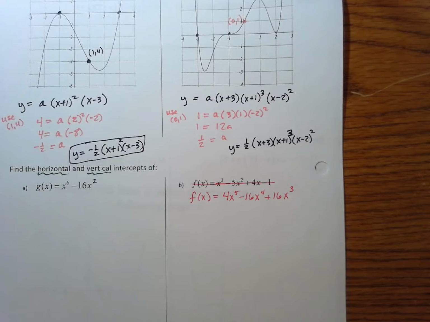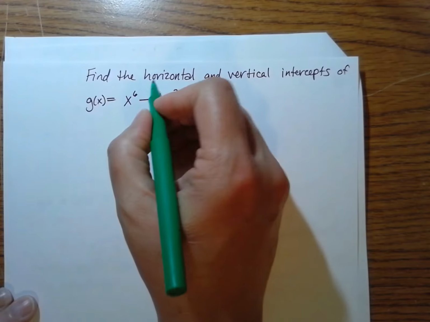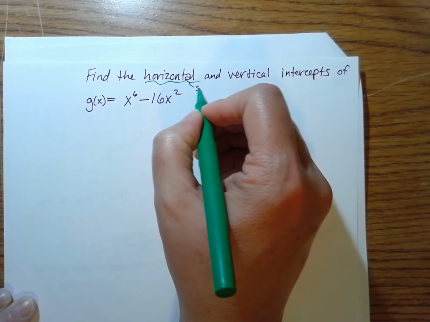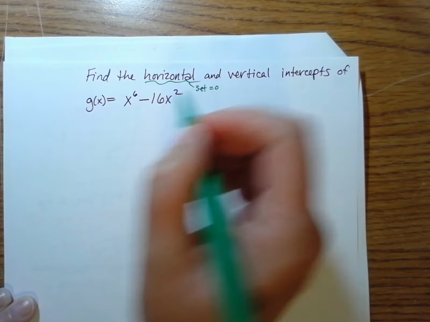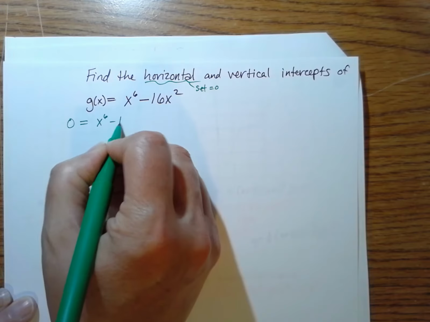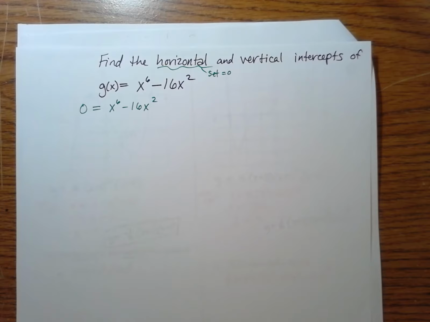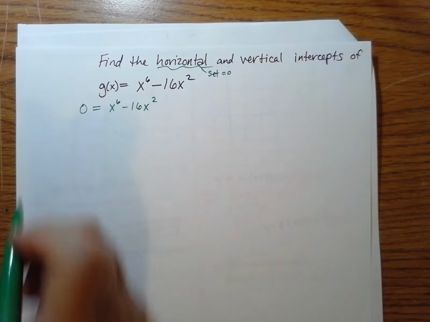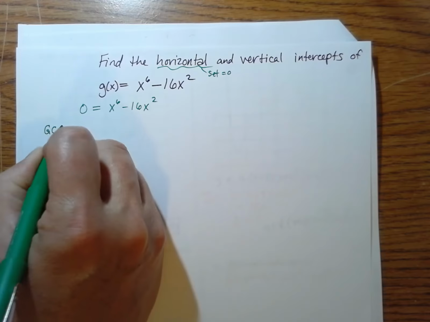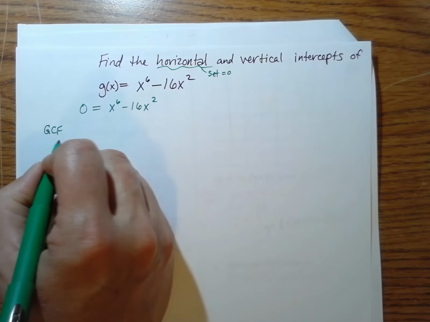But I'm going to use a bigger piece of paper so you'll be able to see everything a little bit easier. All right. By now you should know that horizontal intercepts are found by setting the equation equal to 0. So our output is 0 and we want to solve this equation, find all x values for it. We're going to do this by factoring, so let's do our GCF factoring first. When you look at these, the only thing that's common in both is the x squared.